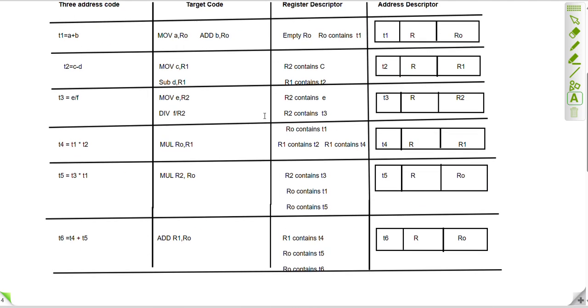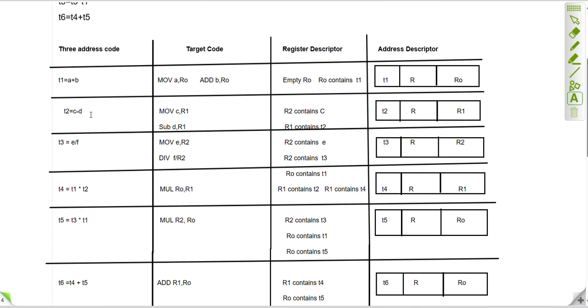The next instruction, T2 = C - D. Initially, we move C to the R1 register, and we subtract D from R1. So R1 contains C, and then R1 contains T2. Now T2 is present in R1, and the address mode is R. Next, T3 = E / F. Now we move E to R2, and we divide R2 by F. Initially R2 contains E, now R2 contains T3. So T3 is stored in the register R2, and the address mode is register.